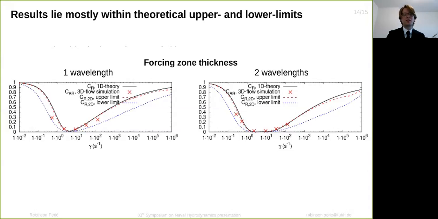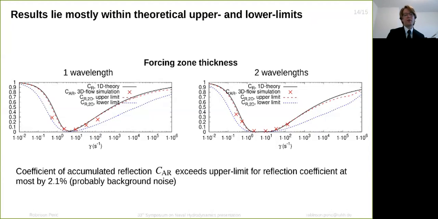We see on the left a small domain with a thin forcing zone of only 1 wavelength thickness. On the right, we see a large domain with a thick forcing zone and better damping, and 2 wavelengths forcing zone thickness. On the bottom axis, we see the source term magnitude, and on the vertical axis, we see the reflection coefficients. And the red crosses are the coefficients of accumulated reflection, so our estimate of the actual reflection coefficient. We see the red and blue curves. These are the theoretical upper and lower limits. And we see the black curve, that's the one-dimensional theory prediction.